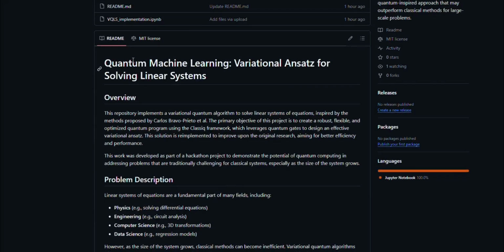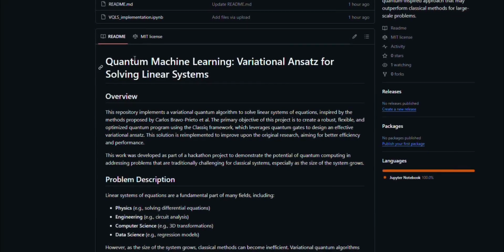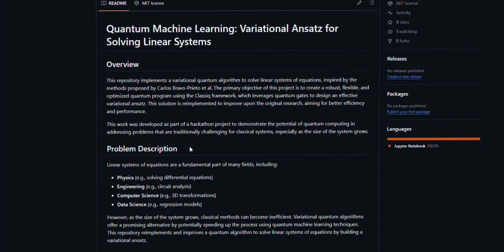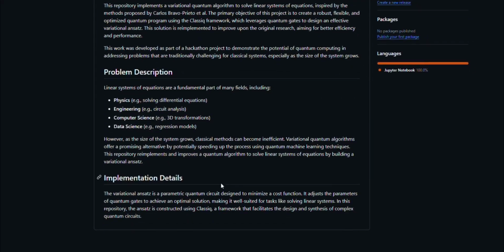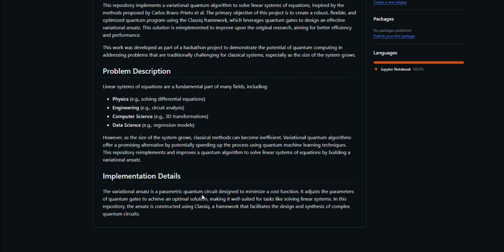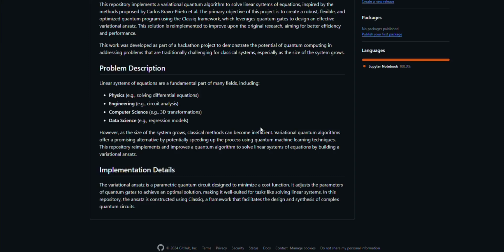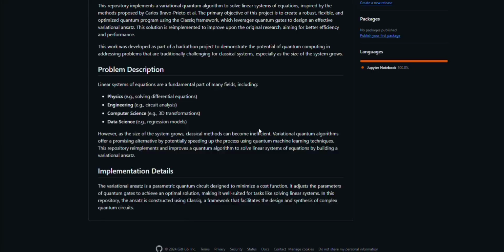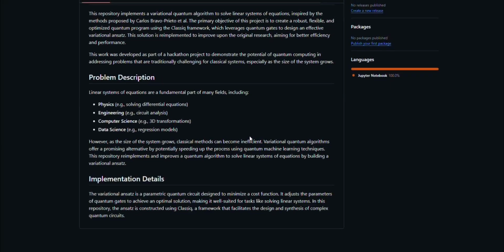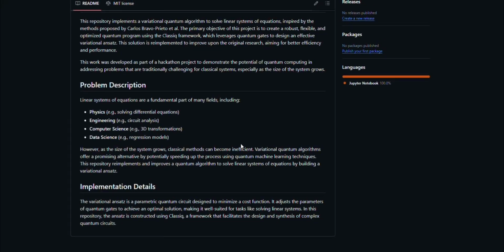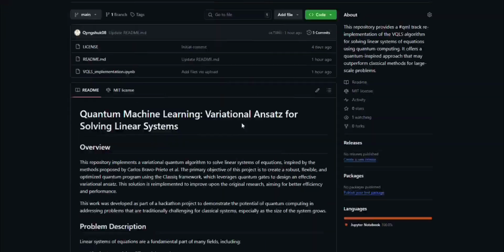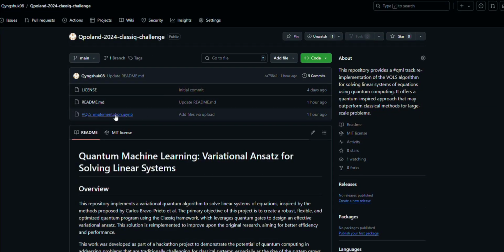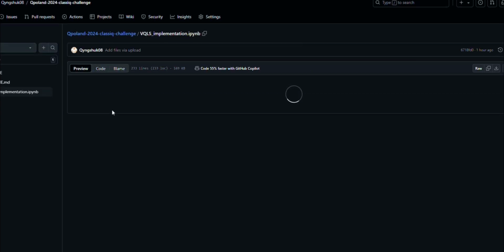So moving on. Here in the README description, we have mentioned our title or the overview, the problem description, and the implementation details. To mention the tools, this has been implemented using Jupyter Notebook and Classiq IDE. We implemented most of the code in the Jupyter Notebook environment, and for the job simulation part, we have used the Classiq IDE. So moving on to the actual notebook, we have implemented the algorithm.